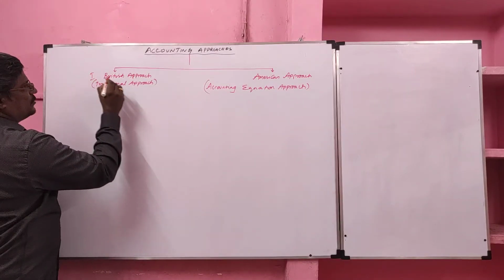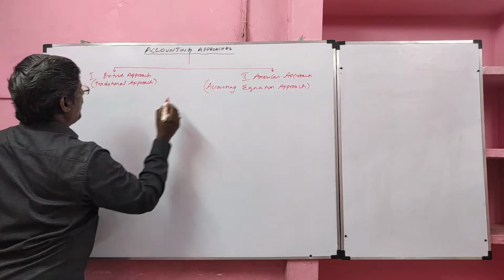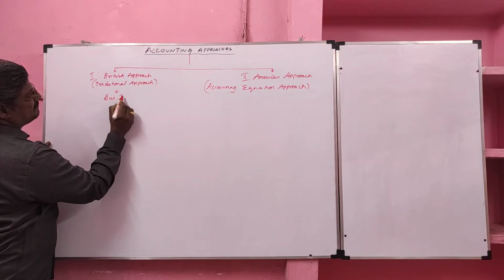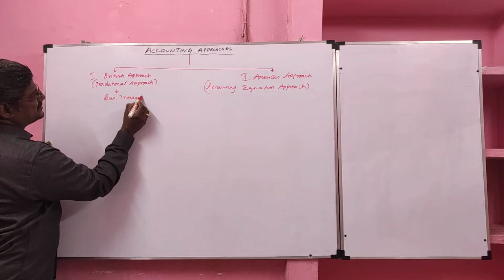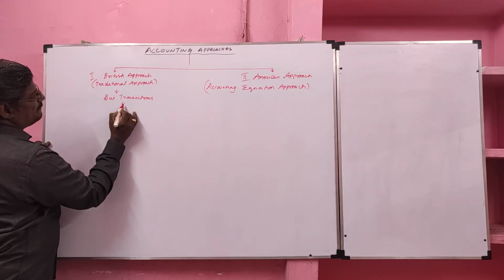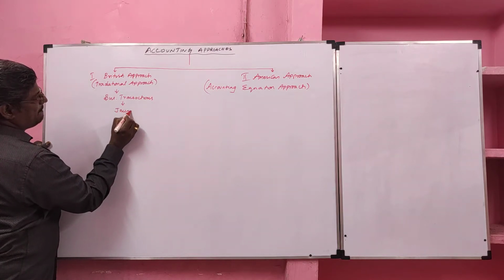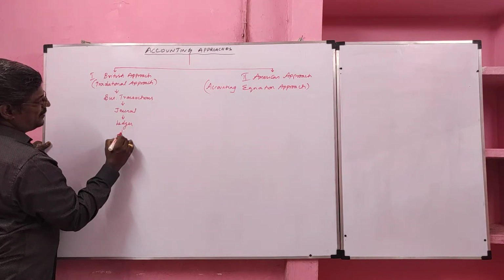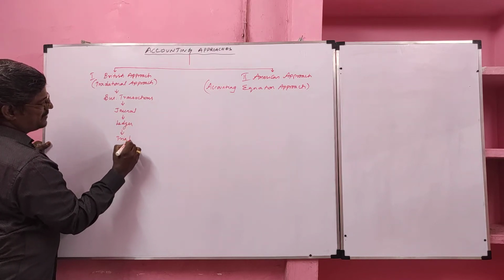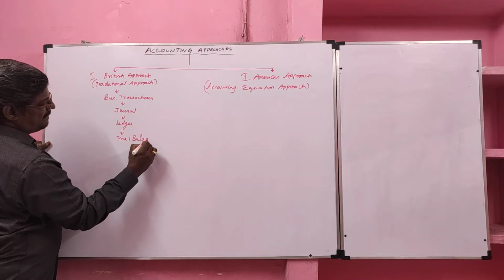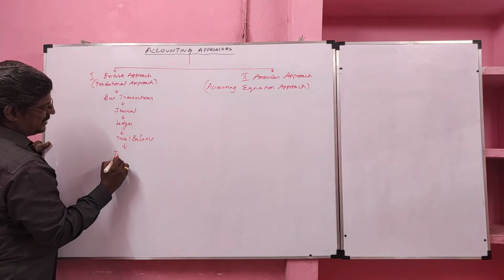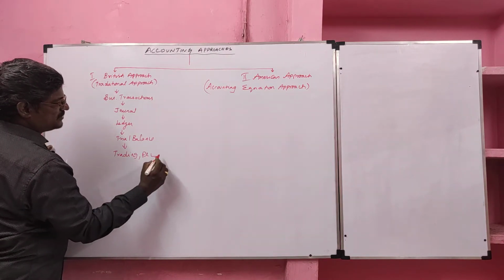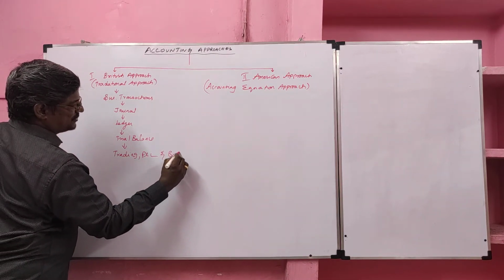Under British approach, business transactions are given. We have to record journal. With the help of journal, we have to prepare ledger. With the help of ledger, we can prepare trial balance. With the help of trial balance, we can prepare trading profit and loss account and a balance sheet.